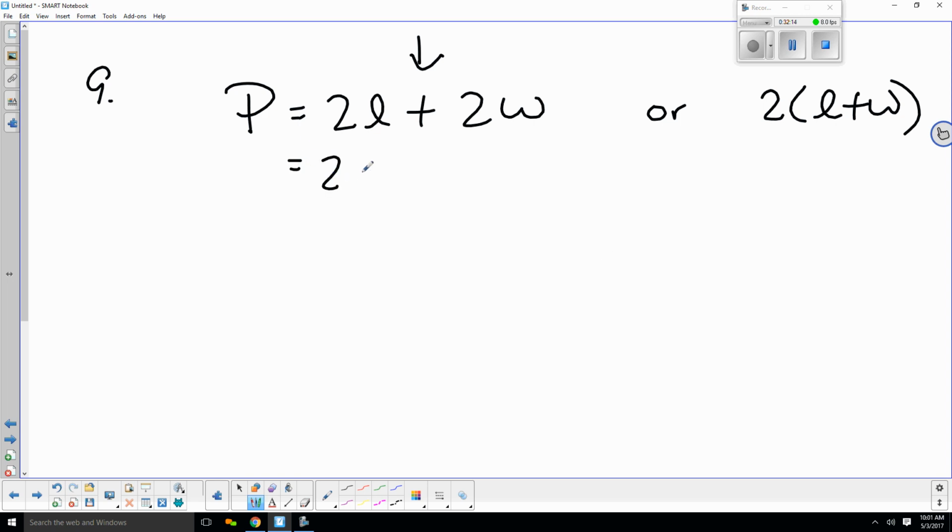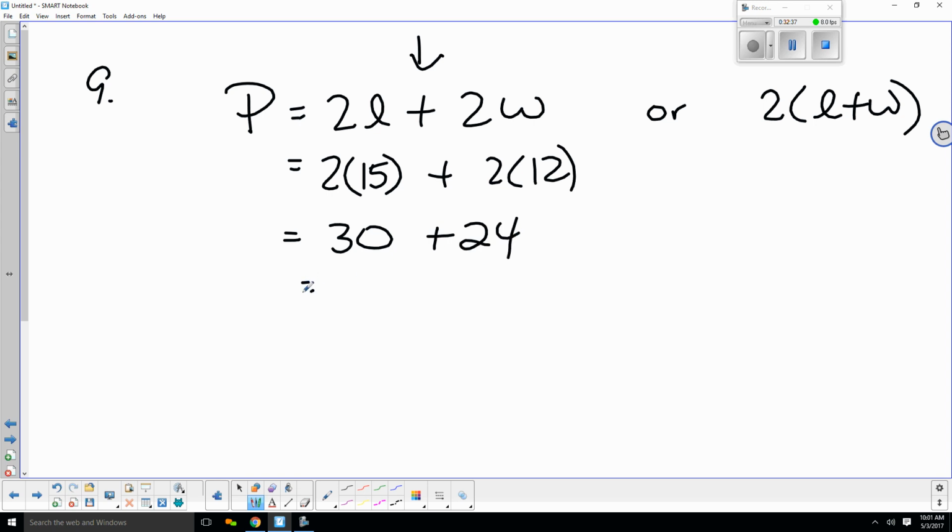So you're going to plug in your length and your width. Okay. The length was 15. The width was 12. Remember, you are multiplying between 2 and W. So when you plug this in, don't put 215. That's 2 times 15. Okay? So when I get done, I have 54 inches of material.